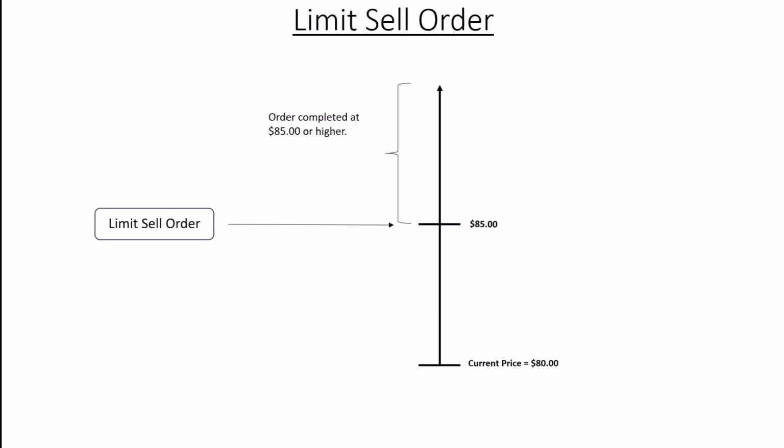Now the next example is the limit sell order. Let's say the current price of a stock is $80 and you want to take profit at $85. So for that you would route a limit sell order, and this limit order will guarantee that you get a fill at $85 or better.